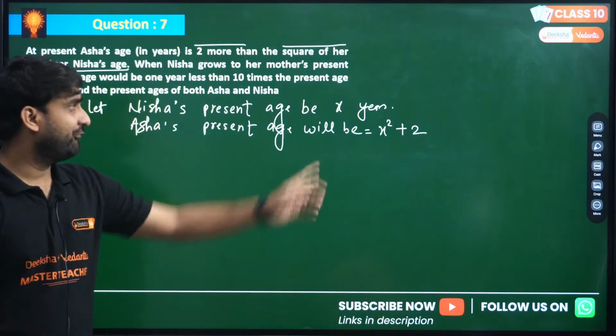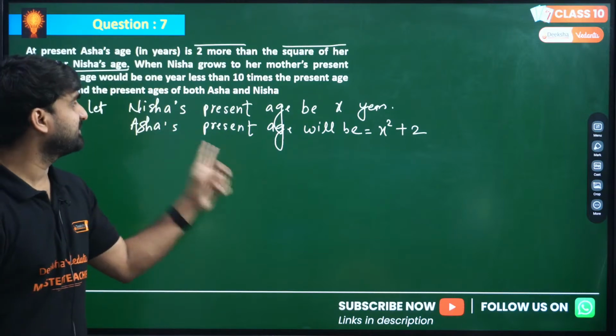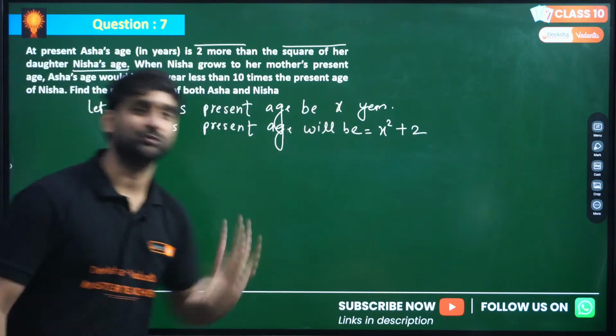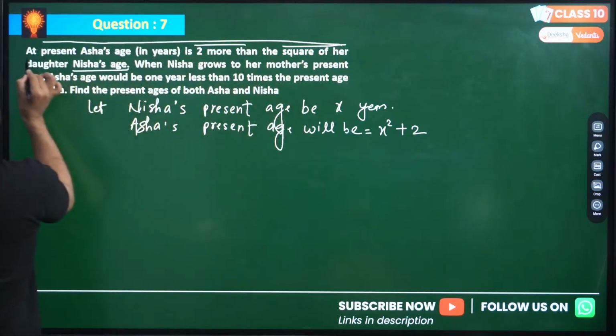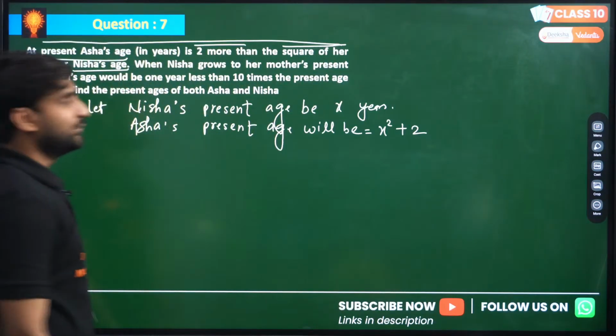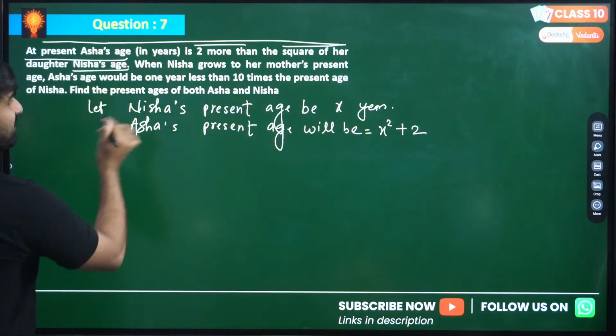Yes, if we let the present age of Nisha as x, her mother Asha's present age will be x square plus 2. According to this statement, read this statement till here. So this is all about it. Now moving to the next statement.